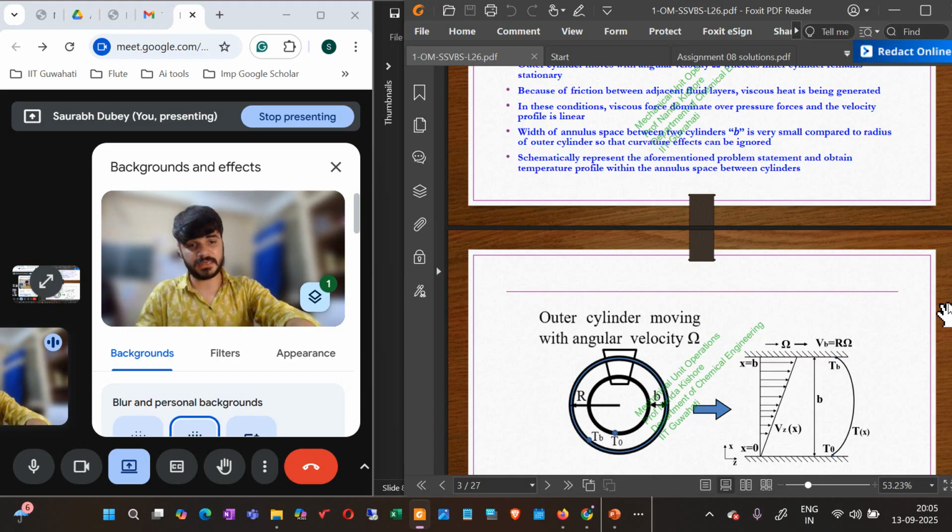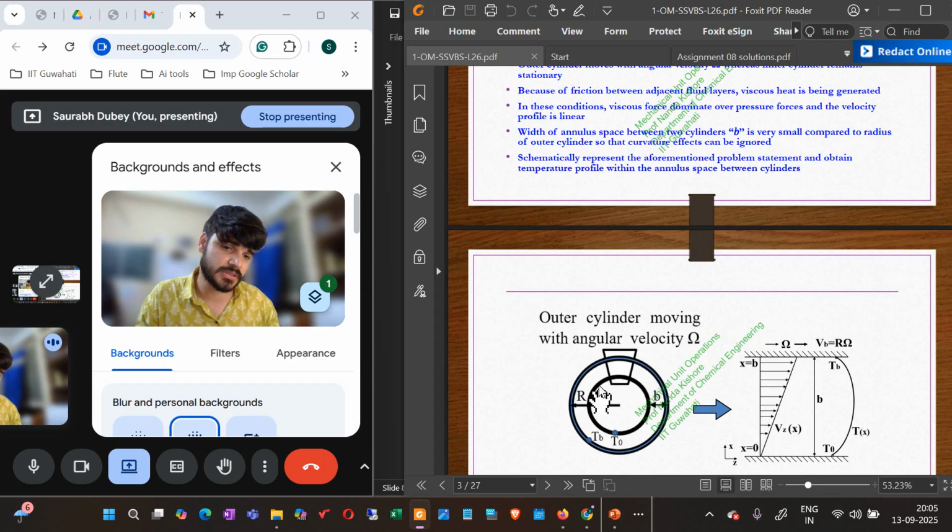This particular geometry here, when you zoom it out and you are very close and the gap b is very small, you can consider it almost as flat or parallel plates. Okay, so that's what is considered over here, right?